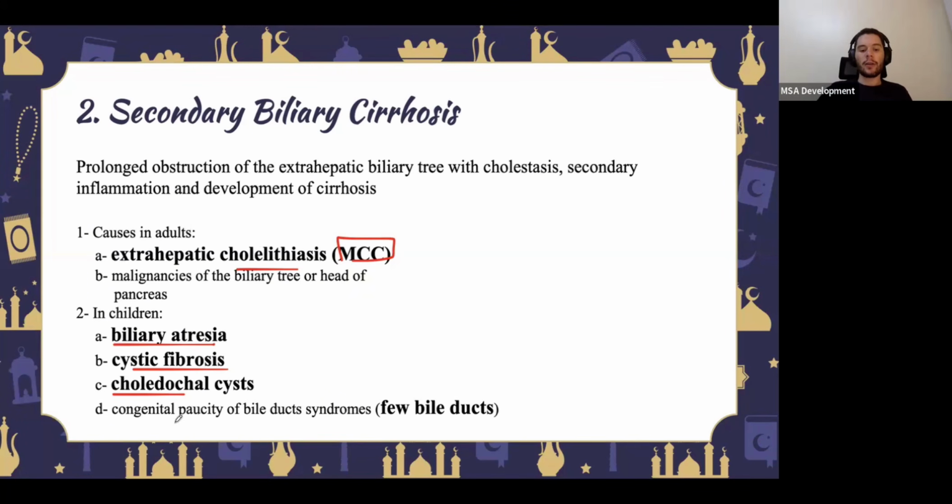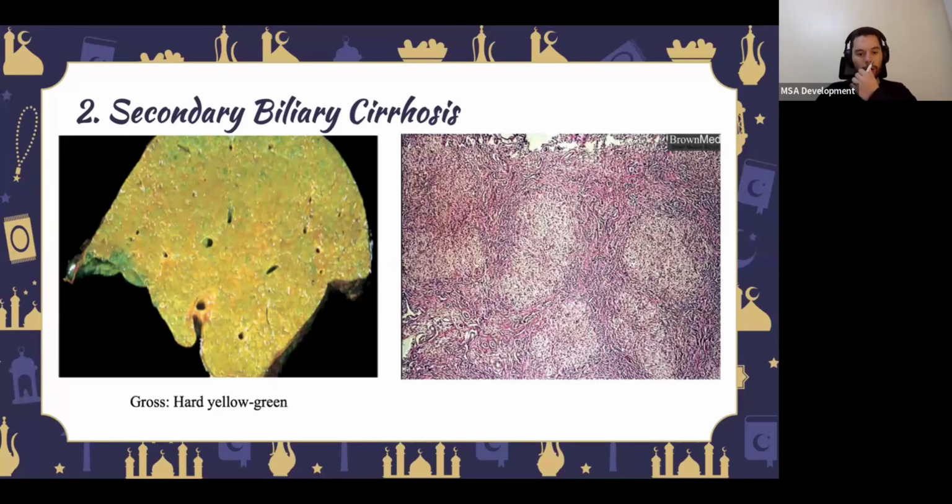Finally, congenital paucity essentially means that now you have few bile ducts. But even though you have bile ducts, it's similar to biliary atresia. You have bile ducts here, but they're few. You cannot efficiently release or excrete all the bile in the body. And this is how it would look.